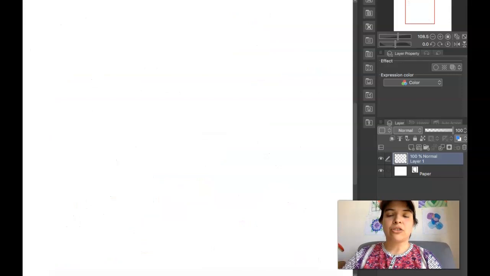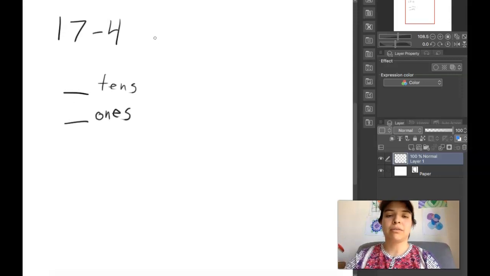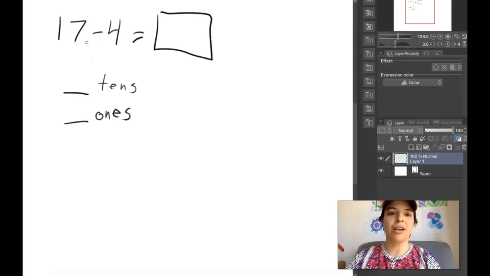Let's give that a try. Okay? Here's our first problem. It's 17 minus 4. Okay? And for this, I want you to tell me how many tens and how many ones once we're done with it, okay? So I don't just want the mystery number. I don't just want the answer. I also want to know how many tens and how many ones once we're done, okay? So 17 minus 4, okay?